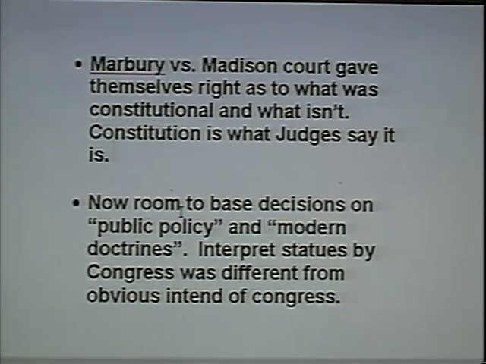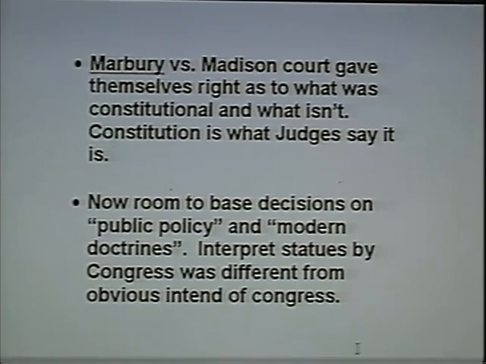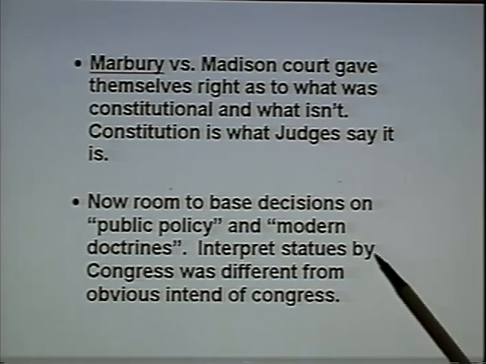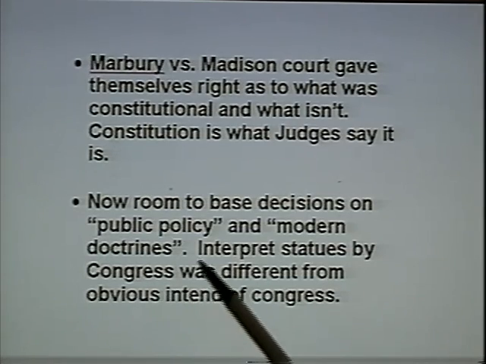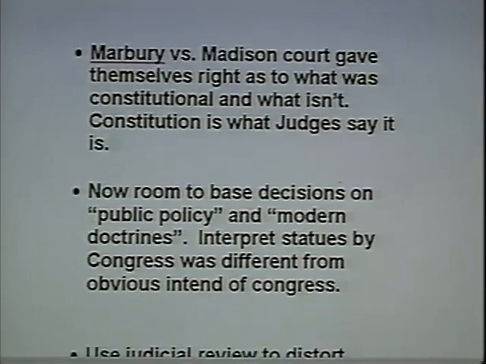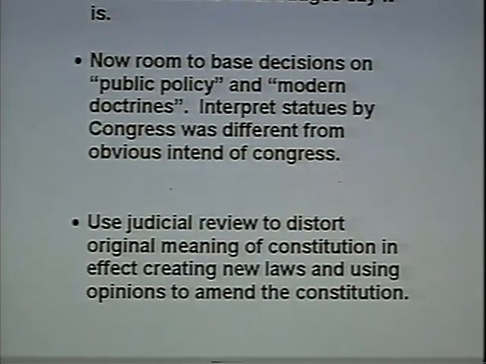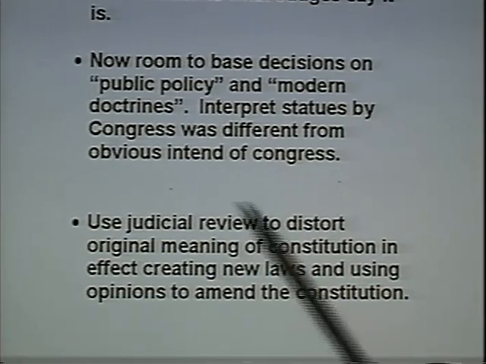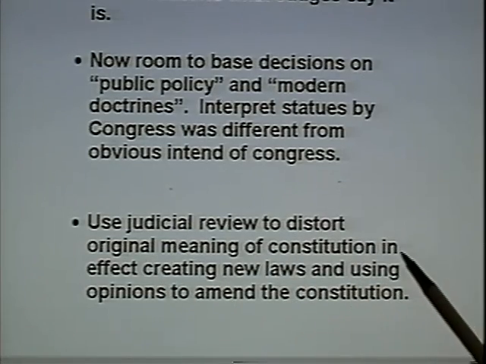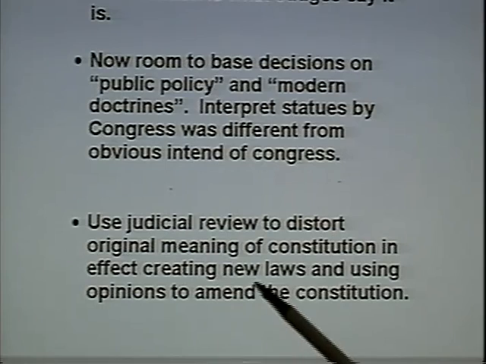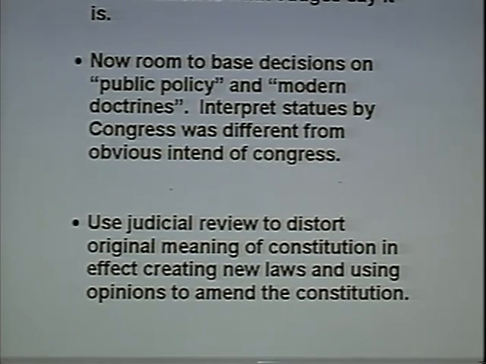Now they had room to base decisions on public policy and modern doctrines. They could interpret statutes by Congress differently from the obvious intent of Congress. And they would use judicial review to distort the original meaning of the Constitution, in effect creating new laws and using opinions to amend the Constitution.